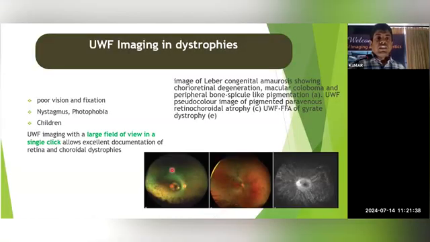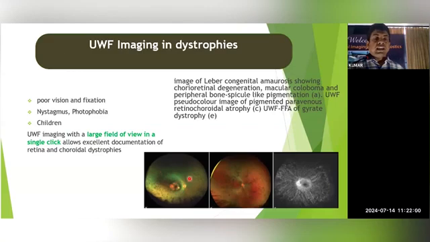Coming to retinal dystrophies, again, most of these retinal and choroidal dystrophies patients have poor fixation and poor vision, nystagmus, photophobia, and most of them are children. Again, as I mentioned, like in ROP and other pediatric conditions, imaging is very difficult with the conventional techniques. So here, wide field imaging will give an overall view of the retina at the same go.